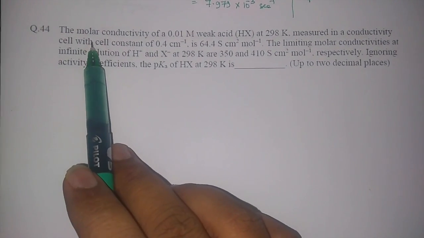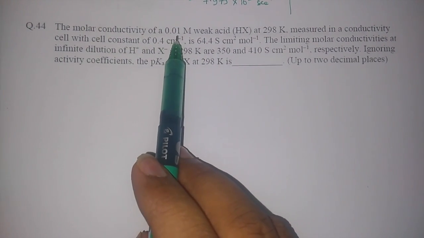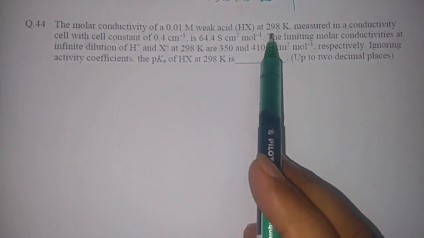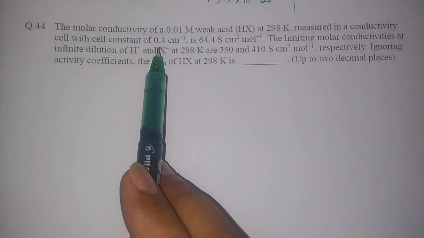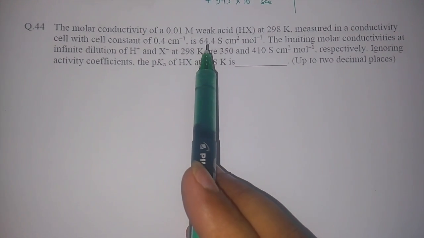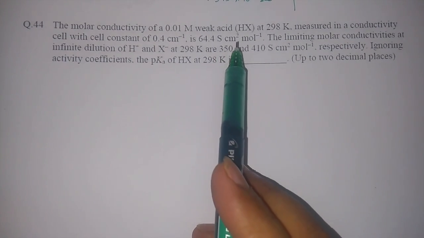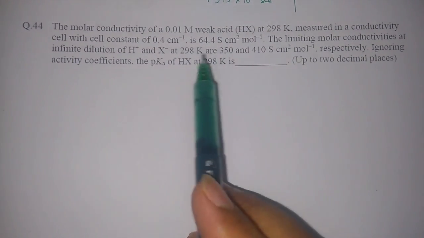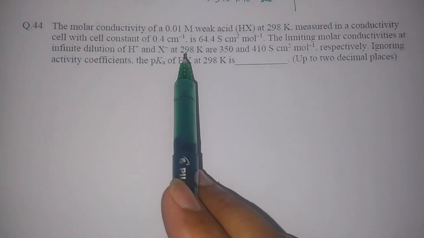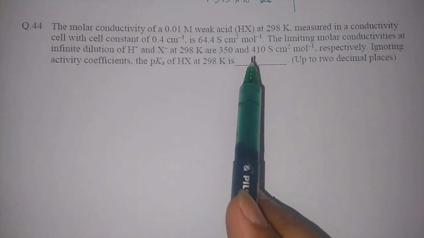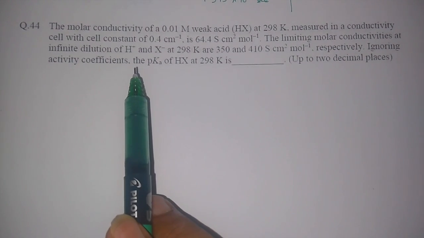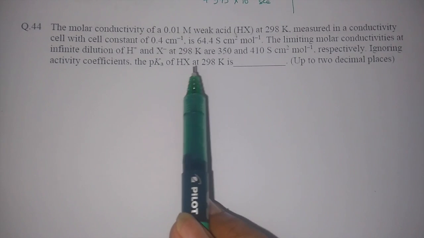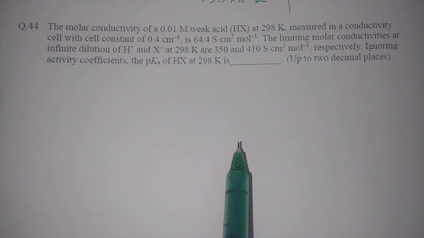So we'll talk about this particular question. It says that the molar conductivity of 0.01 molar weak acid, that is HX, at 298 Kelvin, measured in a conductivity cell with a cell constant of 0.4 centimeter inverse, is 64.4 Siemens centimeter square per mole. The limiting molar conductivities at infinite dilution of H plus and X minus at 298 Kelvin are 350 and 410 Siemens centimeter square per mole respectively. Ignoring the activity coefficient, the pKa for HX at 298 is, so you have to calculate the pKa value.